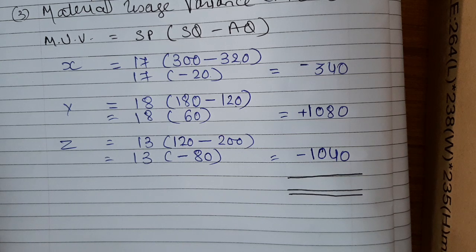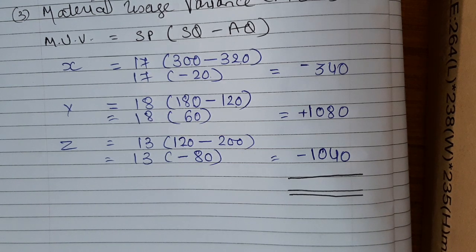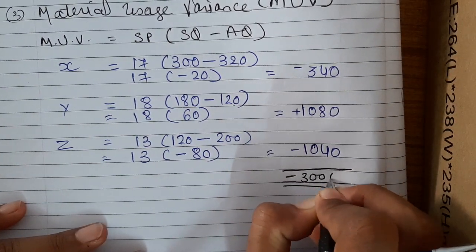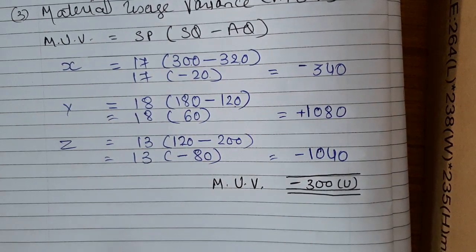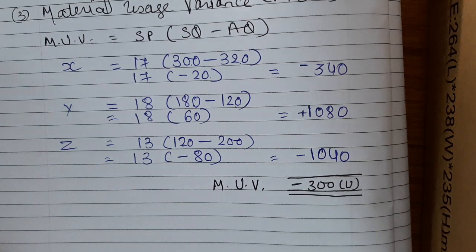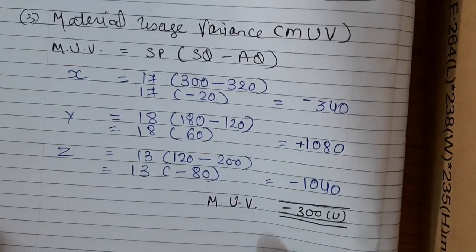Let me check this. Negative 1040 plus negative 340 plus 1080. So the answer is negative 300 unfavorable. So the answer of material usage variance is negative 300 unfavorable. Okay, so this is the calculation of our basic formulas: material cost variance, material price variance and material usage variance.